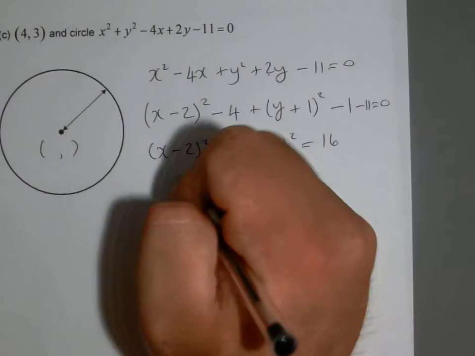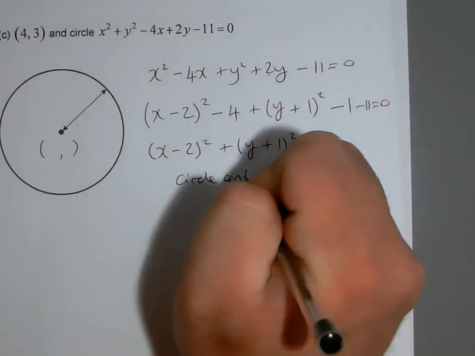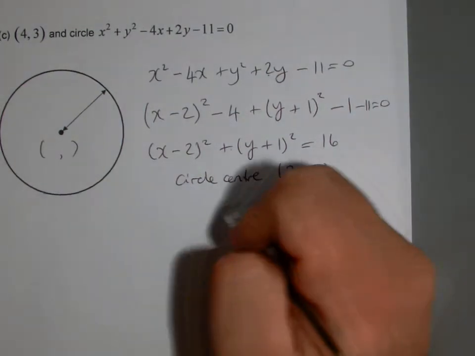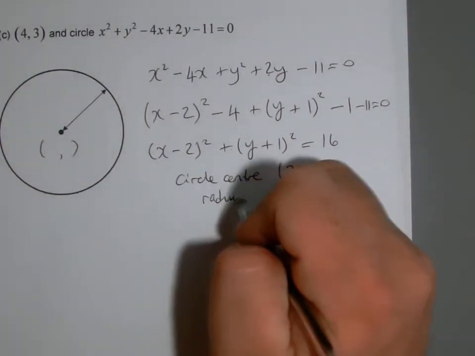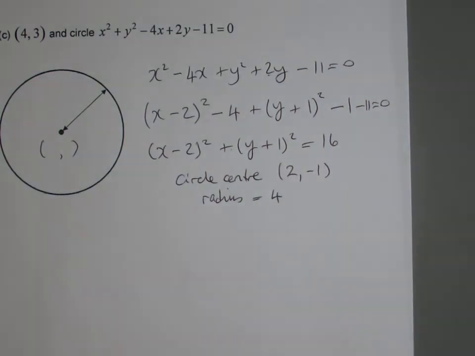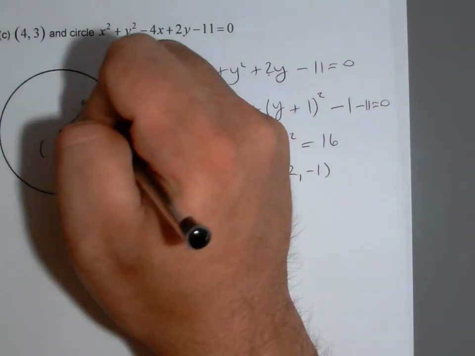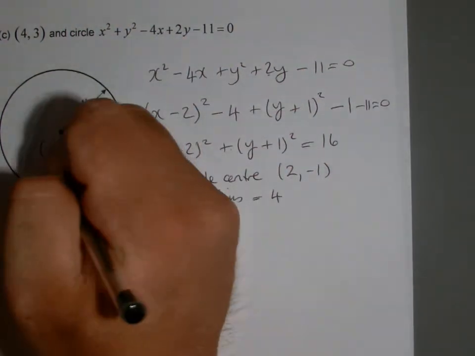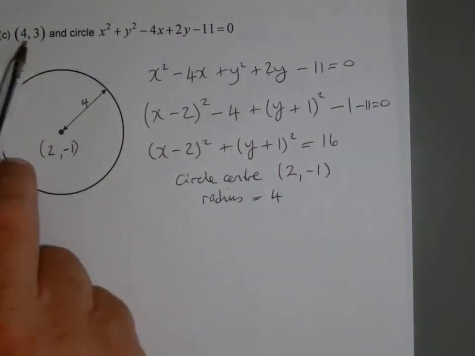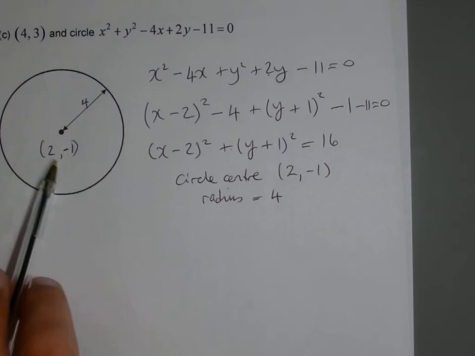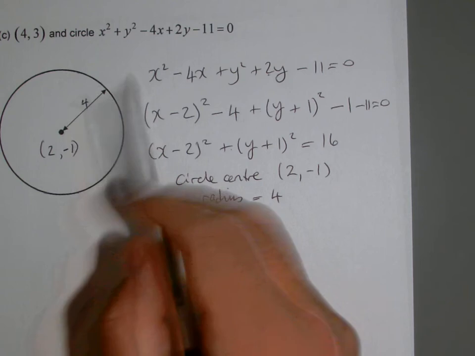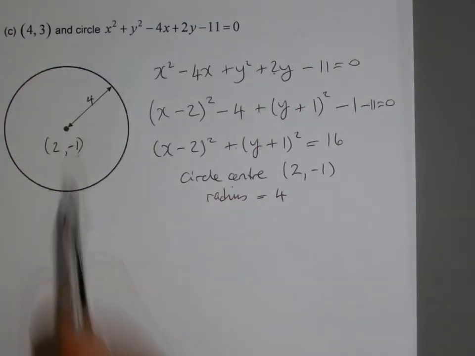So we've got circle center 2, negative 1. The radius, that's r squared, so r will be 4. Okay, so we know that distance there is 4 and the center is 2, negative 1. So we have to see now how far that point is away from here. As I said, I don't know where it is, could be anywhere, but let's see how far it is from here. So let's do the distance.